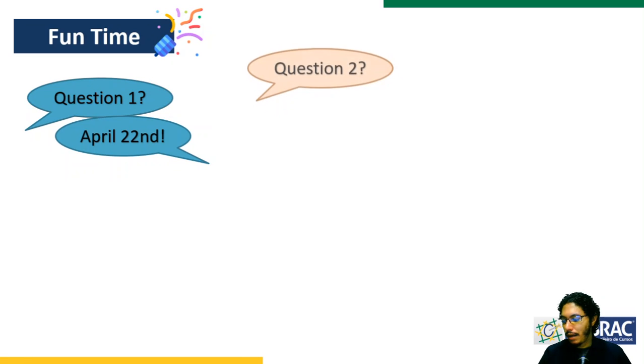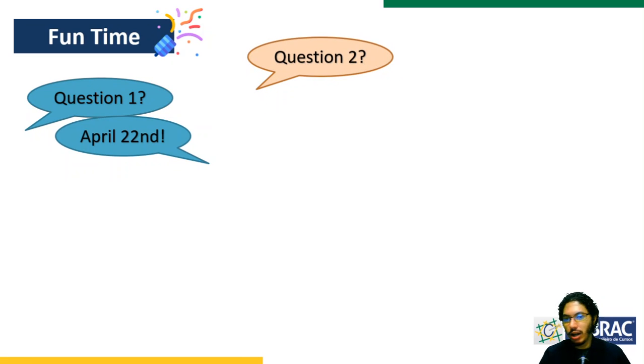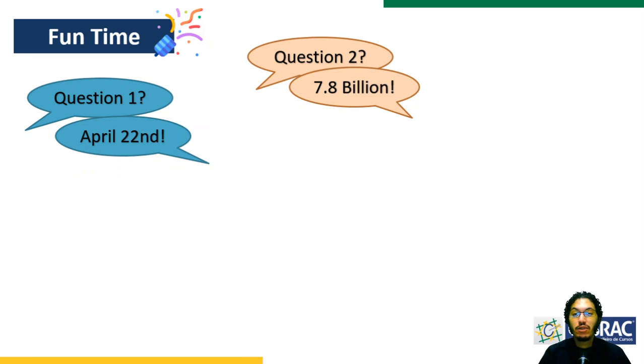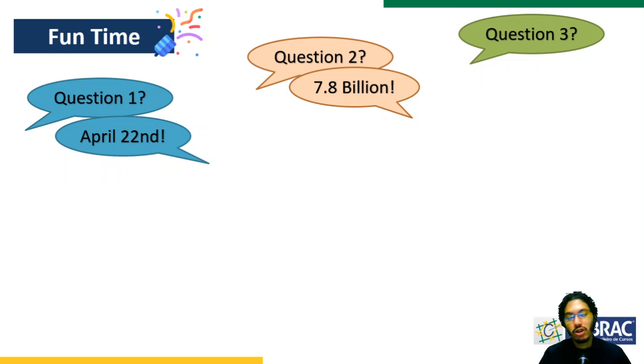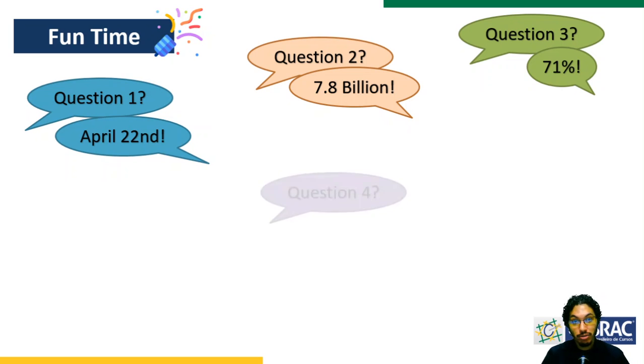Number two, about how many billion people are there in the world? Do you guys know? If you want to pause to check, pause now. The answer is we have 7.8 billion people in the world. We are almost to 8 billion. Next, question number three. How much of the Earth's surface is covered by water approximately? Approximately 71%. 71% of the Earth is water. Did you guys know that?